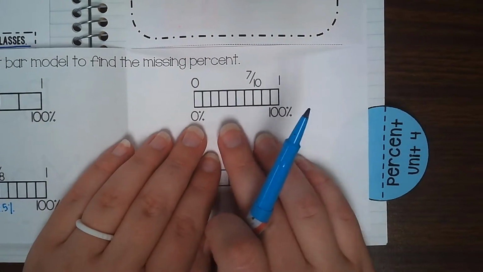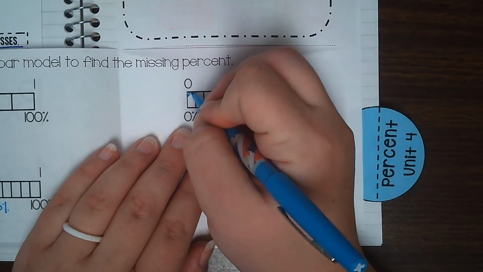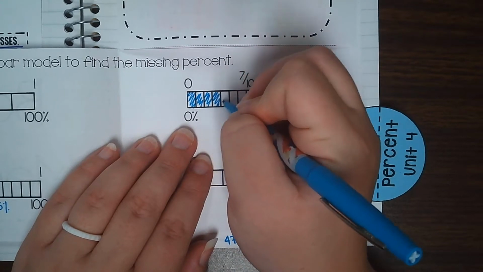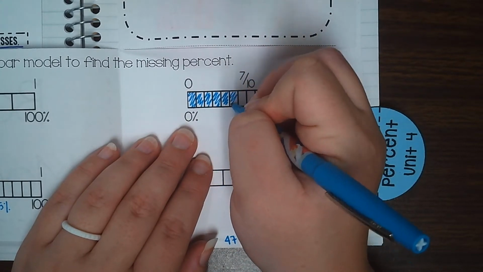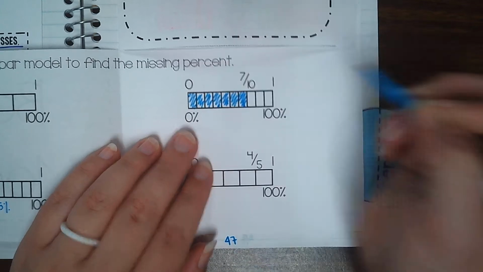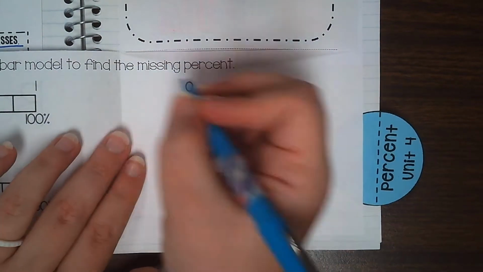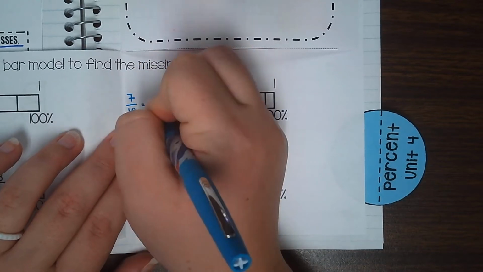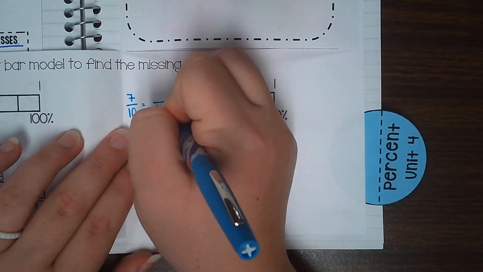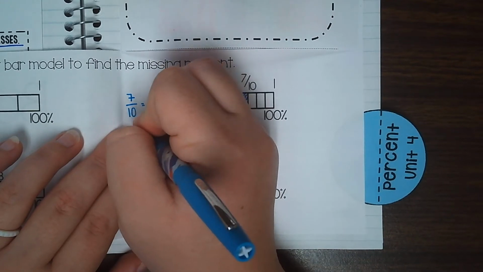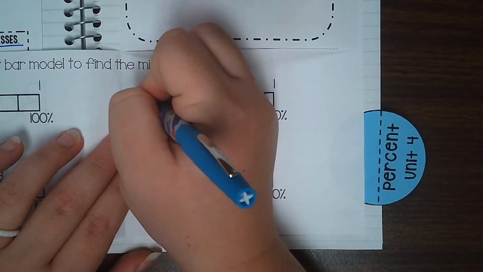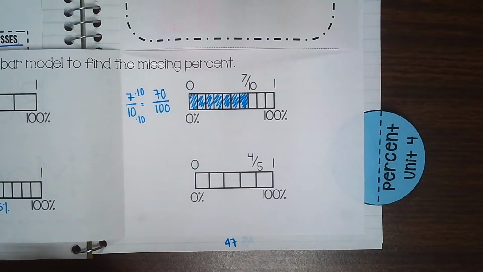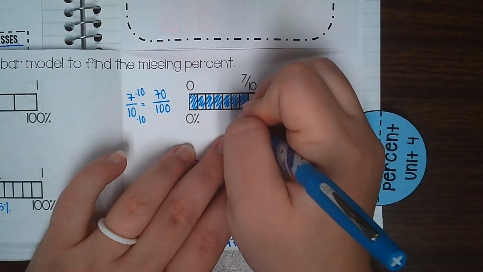Next, we've got 7/10. So 7 out of 10 equals how many out of 100? We know we multiply by 10, multiply by 10. That gives me 70 out of 100. So that is 70%.